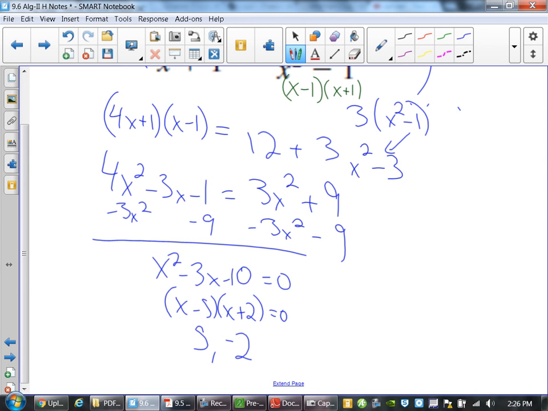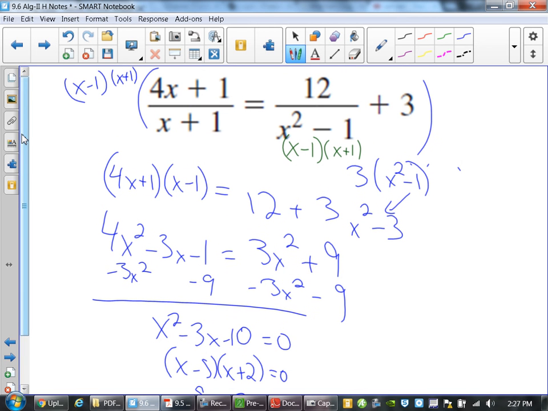Guys, what I'm saying here is you always want to double check your answers. Make sure they both work. One might work, the other one might not work. You might wind up with an excluded value thrown in there. That kind of stuff.